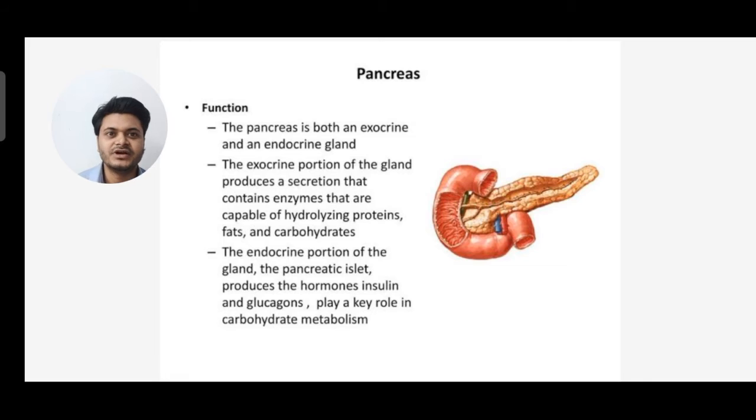Now let's see the functions of the pancreas. The pancreas is both an endocrine and exocrine gland. The exocrine portion of the gland produces a secretion that contains enzymes capable of hydrolyzing protein, fat and carbohydrate. The endocrine portion of the gland, the pancreatic islets, produces the hormones insulin and glucagon, which play a key role in carbohydrate metabolism.